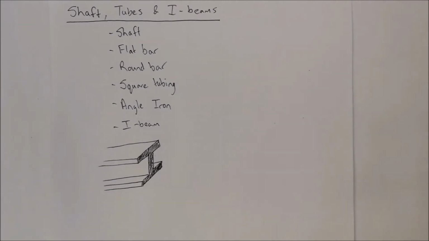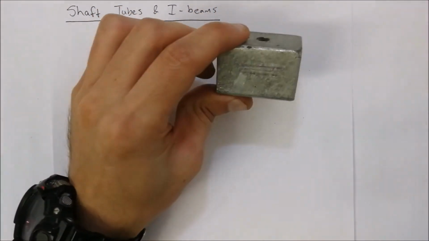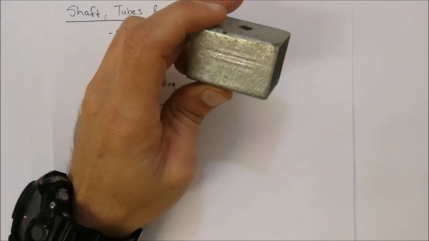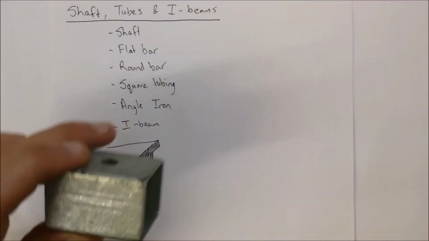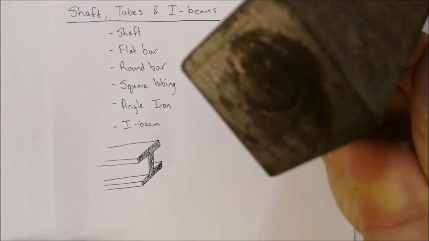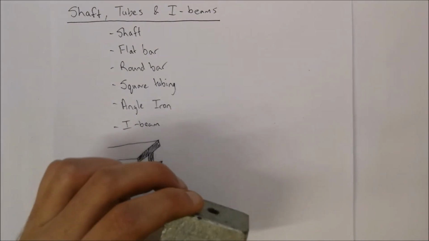Okay, then let's have a look at square tubing. So we had a look at this piece of galvanized square tubing already before, and I've got over here actually a square bar. So it's not a tubing. You can see it's a solid piece. And again, same situation would happen with the solid piece.